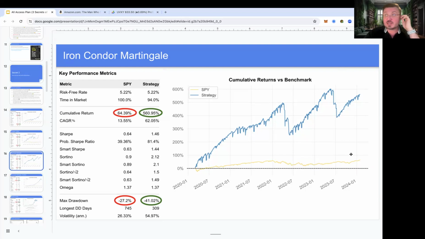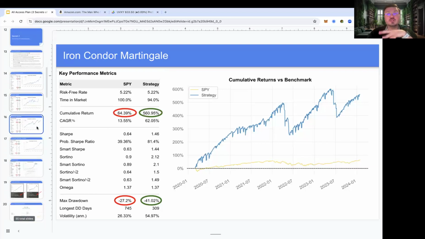It took a very long time for it to recover, 745 days, versus this algorithm, it only took 300 days to recover. So it's much, much faster when it lost money. But we take this even further, right? So we worked on this algorithm even further.